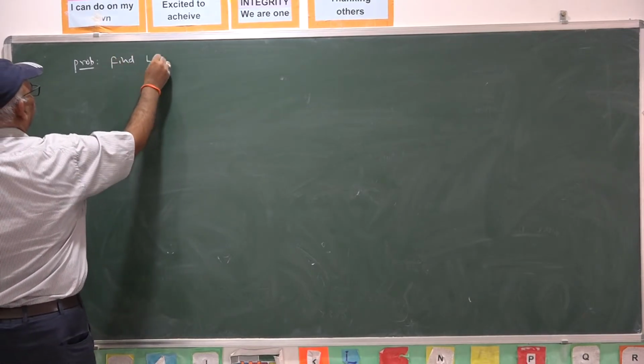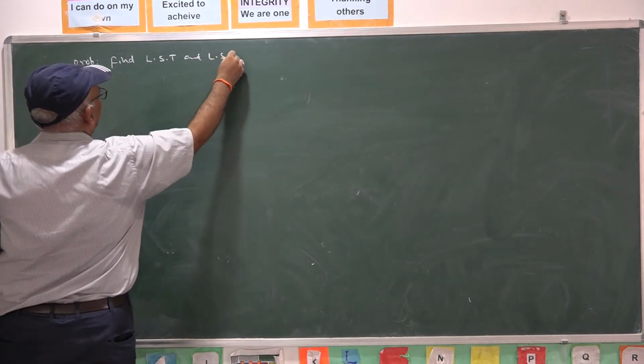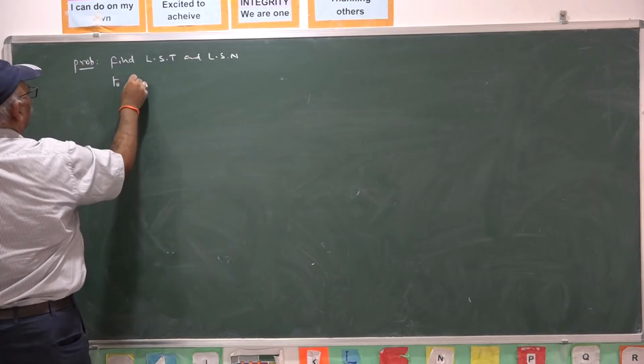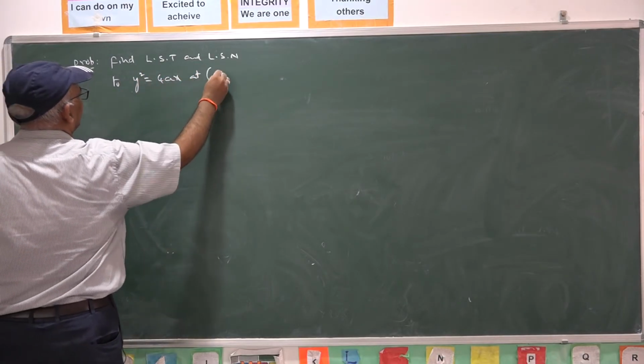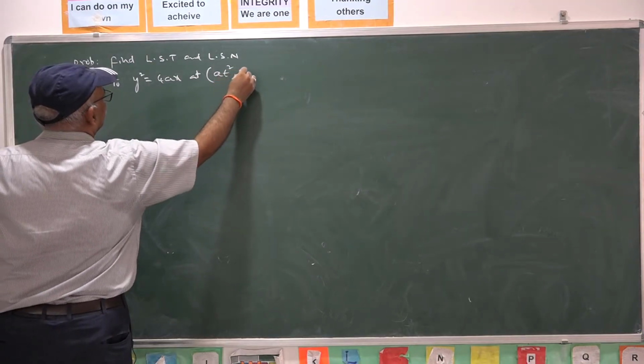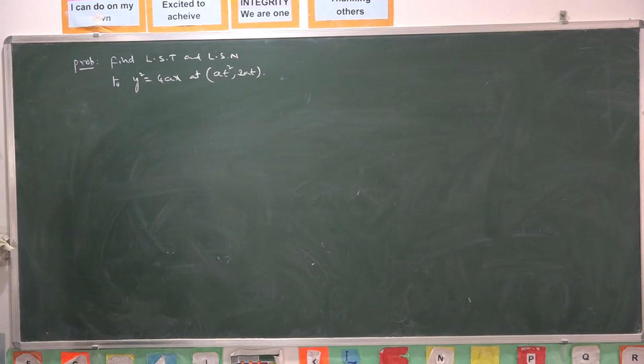Find the length of subtangent and length of subnormal to y square equal to 4ax at the point at square comma 2at. Find the length of the subtangent and length of subnormal to the parabola y square equal to 4ax at the point t, that is at square comma 2at, where t is the parameter.